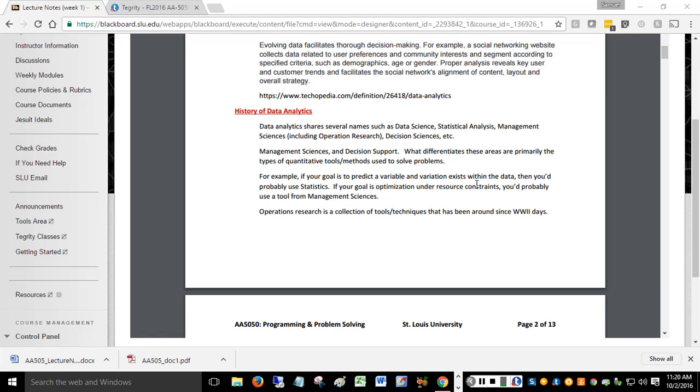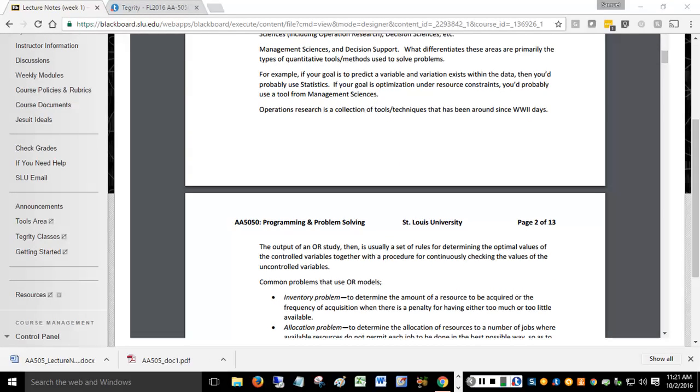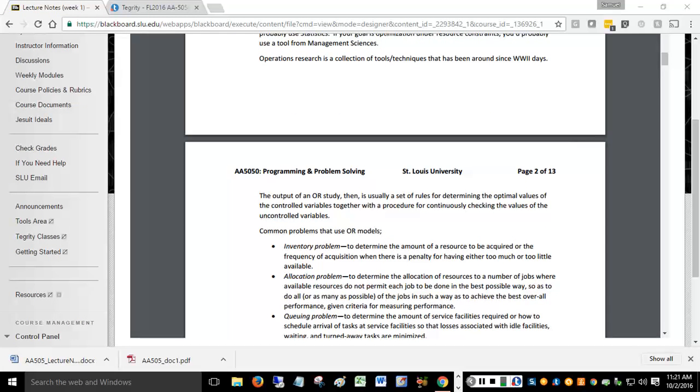For example, if you have a goal to predict a variable and variation exists between the data, then you're probably going to use some sort of statistical model. If your goal is to seek optimization given resource constraints, well, then you're probably going to use something like operations research from management science. Operations research is probably a very, very widely used application of management science. It kind of got its start around World War II over in England.